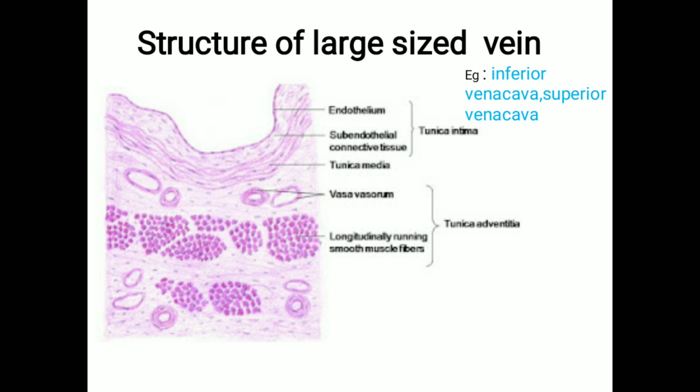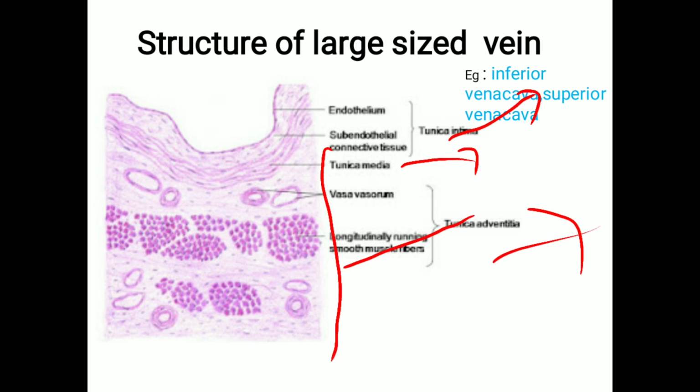See here, in the histology figure you can make out the same. What is that layer? Tunica intima is there, tunica media is there, and tunica adventitia. Okay, which layer is thick? You can make out the layer that is thick is this one, that is the tunica adventitia. Okay, what do you see in the tunica adventitia?